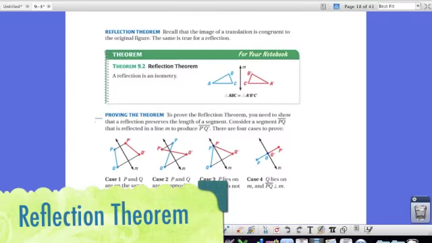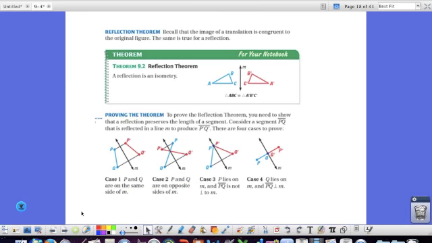So we've talked about this before. Recall that the image of a translation is congruent to the original figure. The same is true of a reflection. A reflection is an isometry. An isometry just means that they're going to be congruent. And we talked about that in an earlier chapter.